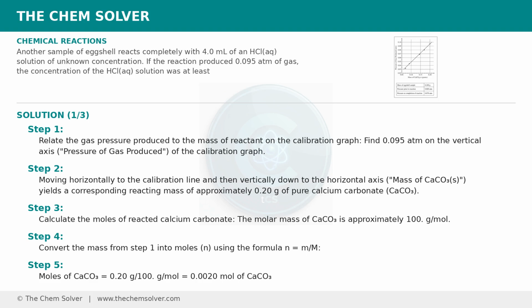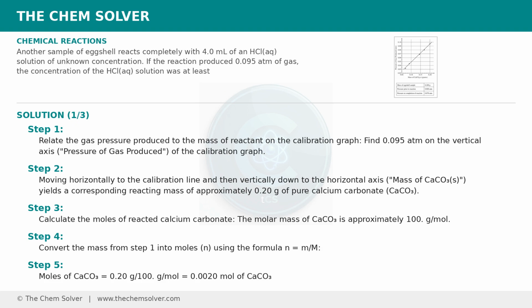Relate the gas pressure produced to the mass of reactant on the calibration graph. Find 0.095 atmospheres on the vertical axis, pressure of gas produced, of the calibration graph. Moving horizontally to the calibration line and then vertically down to the horizontal axis, mass of CaCO3, yields a corresponding reacting mass of approximately 0.20 grams of pure calcium carbonate, CaCO3.